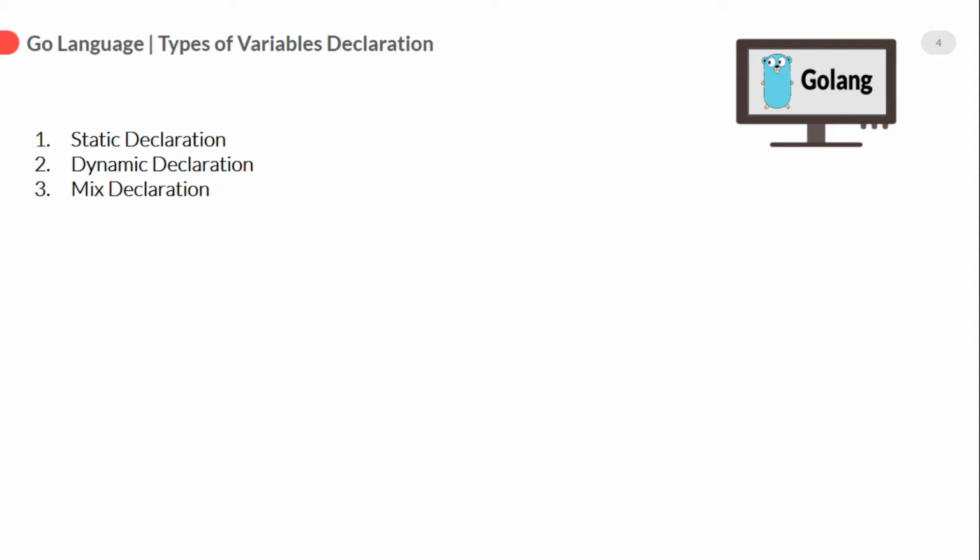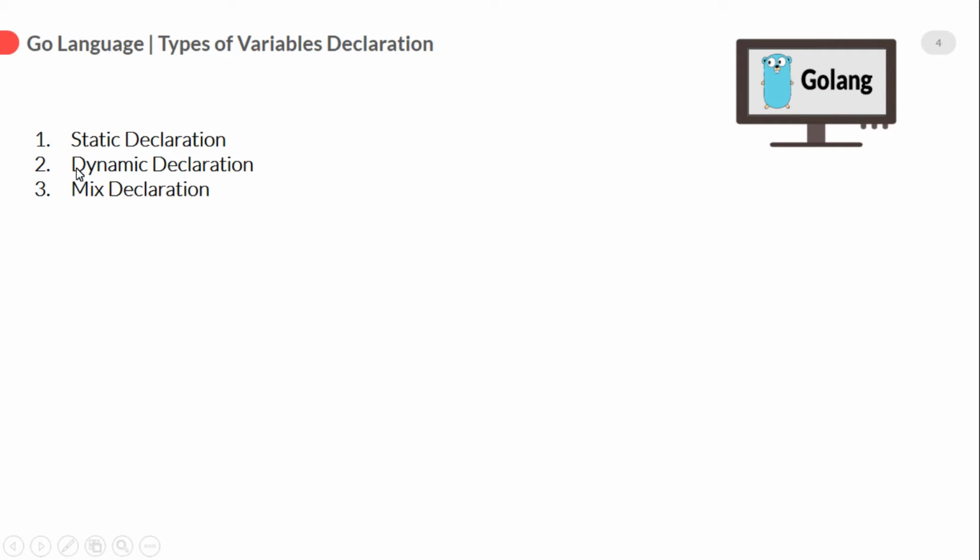Welcome to this lecture. In this lecture, we are going to learn about types of variable declaration. Number one is static declaration. In static variable declaration, the programmer specifies the type of the variable.